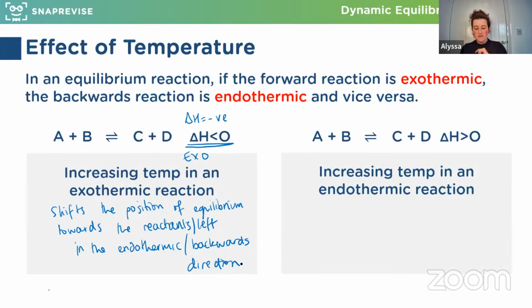Lovely. What about our other one then? So here, our enthalpy change is greater than 0. That means our enthalpy change is positive, so the forwards reaction is endothermic. What happens if we increase the temperature in an endothermic reaction? Where is the position of equilibrium going to shift?